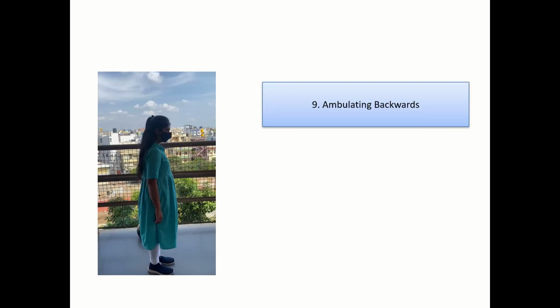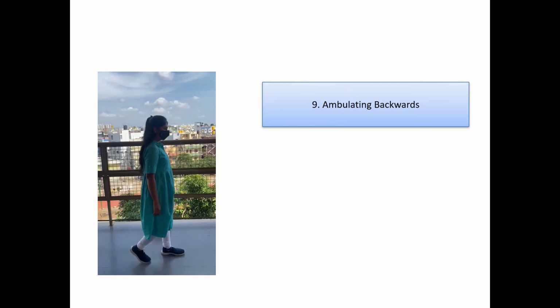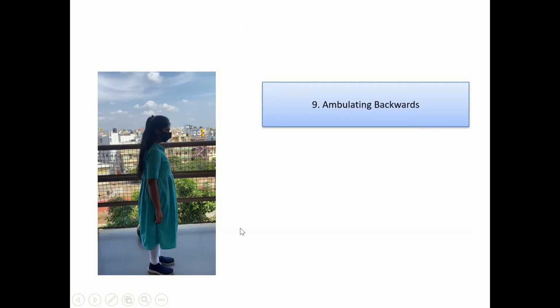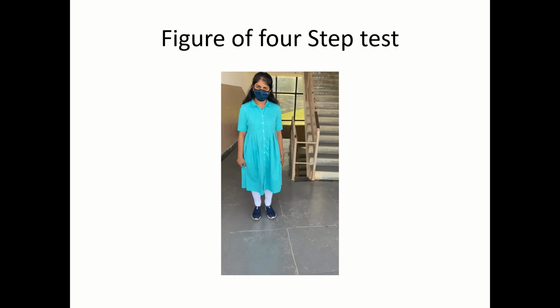Coming down to the last point differentiating functional gait assessment and dynamic gait index, that is ambulating backward. Ask the patient to just walk backward. When she's doing this, observe how she's placing the feet, whether the first contact is the heel or the toes. Ideally, when you ask a normal person to walk backward, the first contact should be toes, not heel. You also have to observe whether she is doing the arm spanning technique, trying to grab something to be more stable.